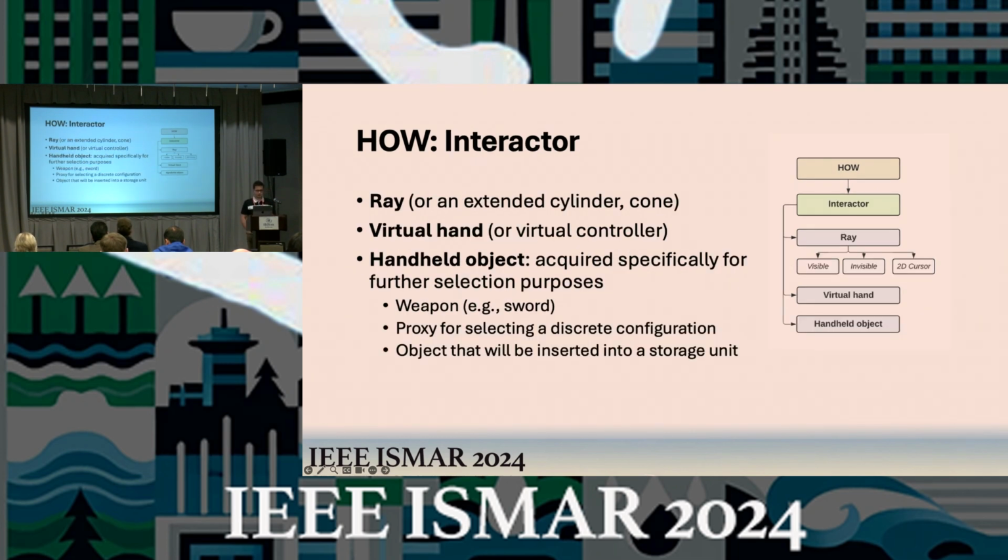Next interactor is the proxy object used in the selection process. Everyone is familiar with Ray and virtual hand, so I'll advance to the newer one, handheld object. An object is considered a handheld interactor when it was previously acquired specifically for the purpose of selecting other things. Weapons such as swords and guns are handheld and used for further selection. Levers and knobs are handheld and used for selecting discrete configurations. Objects that will be inserted into storage units are also handheld interactors. I will have some examples of these in a few slides.